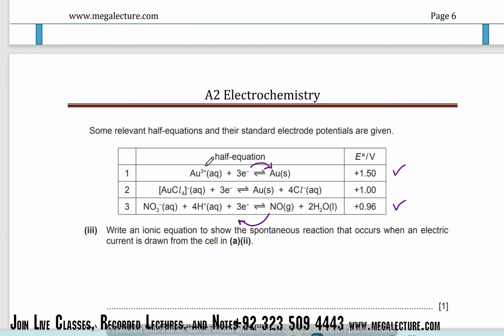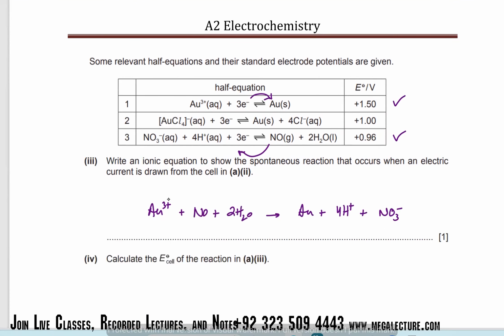The reactant is Au3+. And below, the reactant is NO and 2H2O. Okay, the product in the first one is Au solid. In the second one, the product is 4H+ plus NO3−. So that's it, okay.